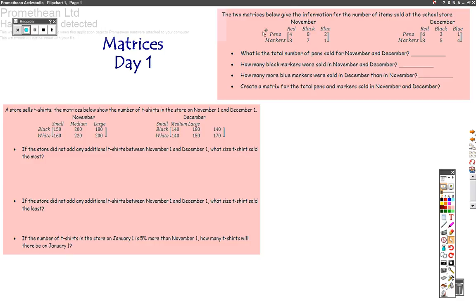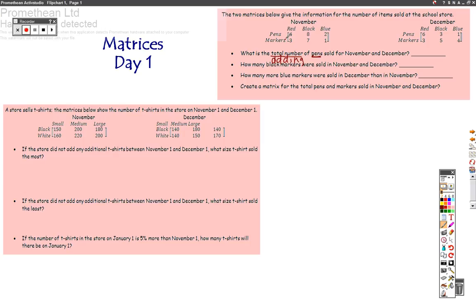Alright, today we're going to look at what you did from day 1. The two matrices below give the information for the number of items sold at the store. What's the total? When we talk about total, we're going to be adding the number of pens. So we're only looking at pens sold for November and December.